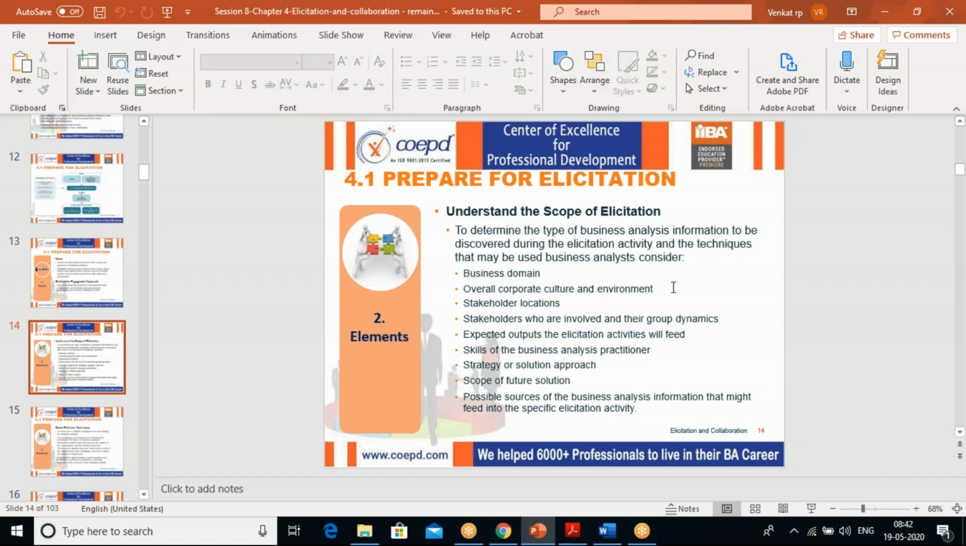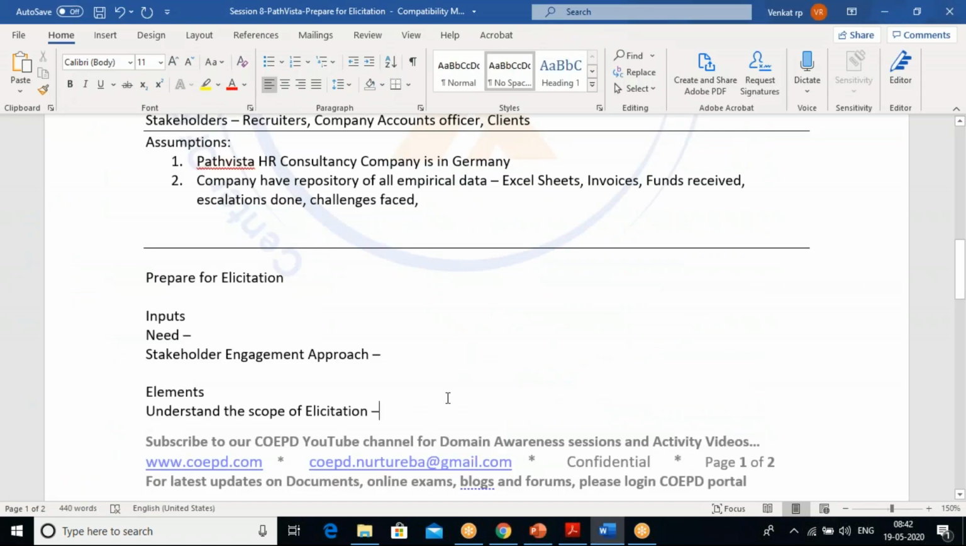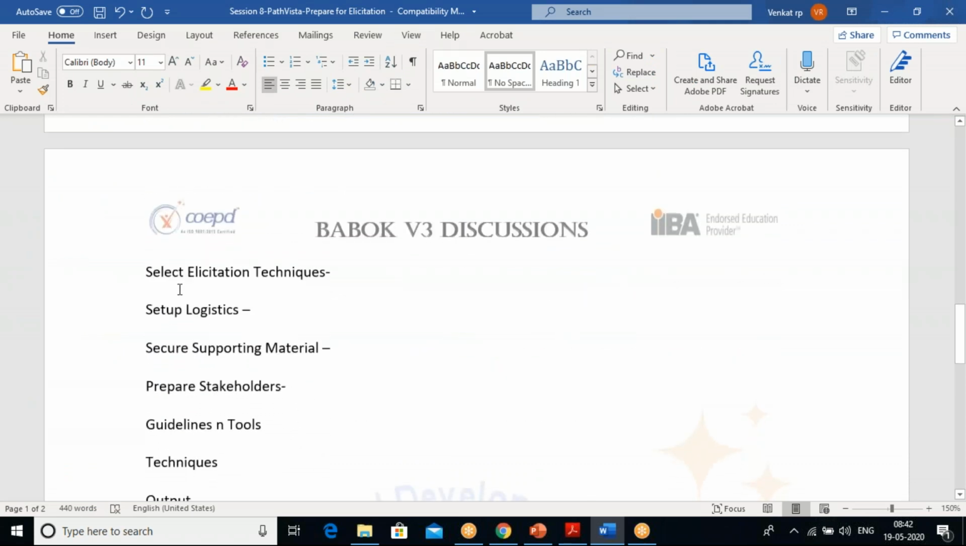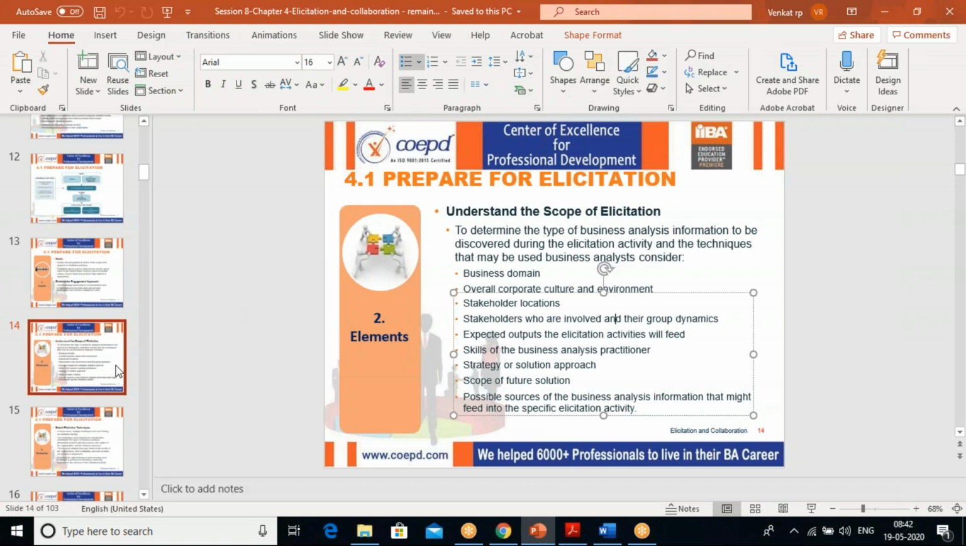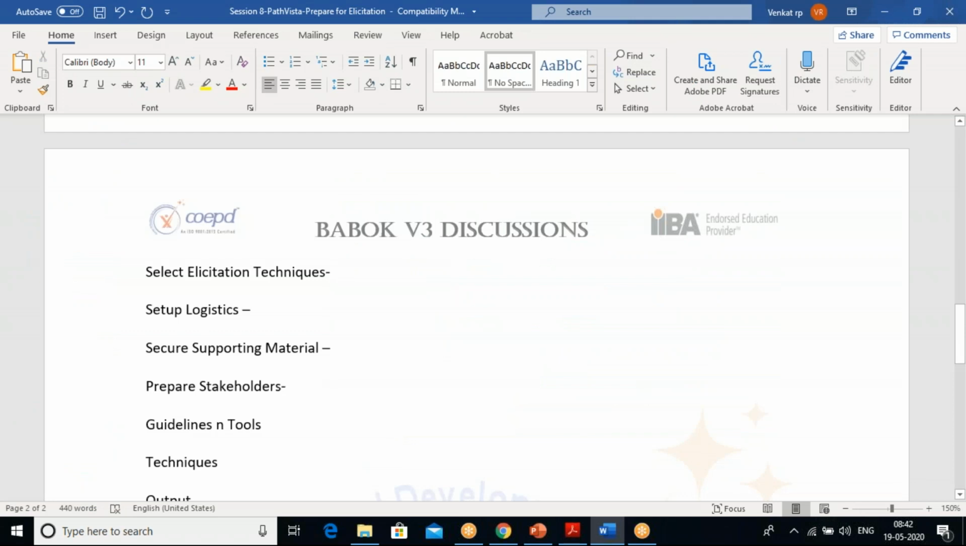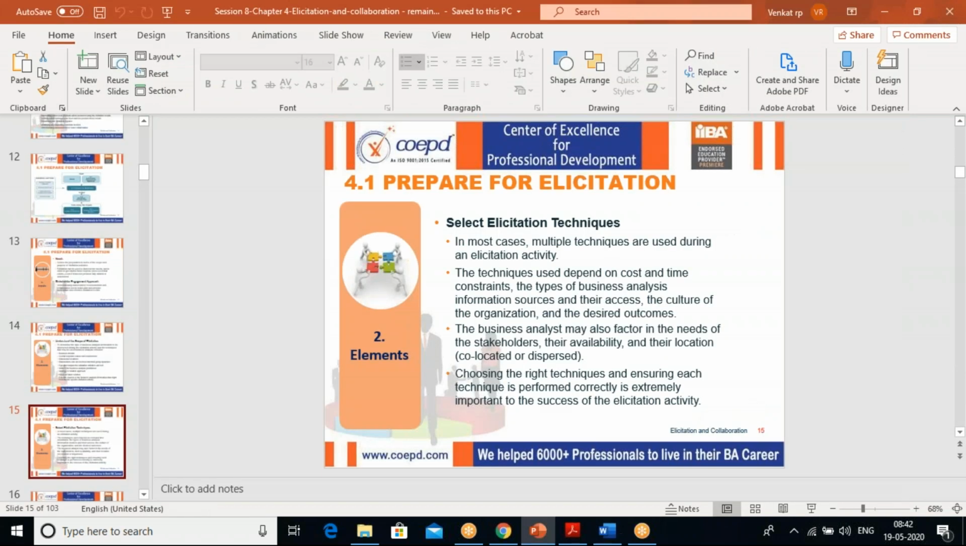And corporate culture, what corporate culture they are going to have, and stakeholder locations. You have to start writing each and every point which they have mentioned here. I want you to start writing some notes here. Then we have to also write which elicitation techniques we can use. For that I want you to refer to this text, map it onto the case study and come up with your observations or analysis points here. Got it? This is how we have to do it.